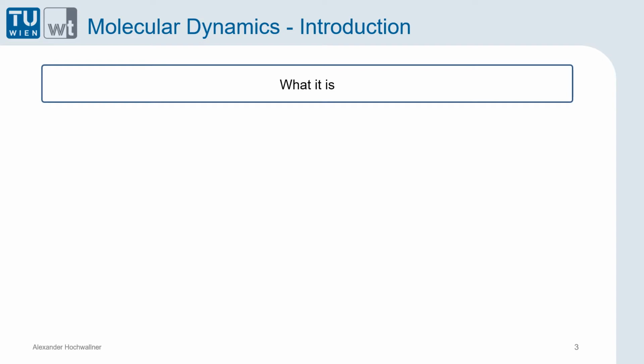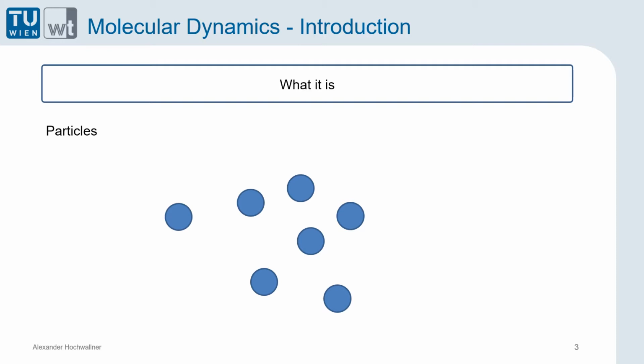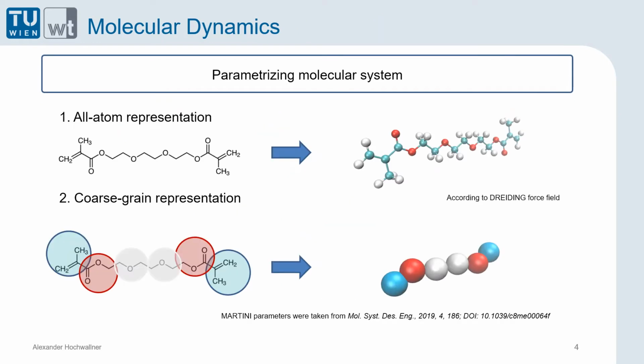So, a quick introduction to molecular dynamics, what it is. Basically it's actually very simple. First of all, we need to define particles and the interactions between these particles, and in the final step what the molecular dynamics code does is simply solve Newton's equation of motion according to the particles and the interactions that were defined beforehand. The chemical information is brought in via the parameterizing of the molecular system.